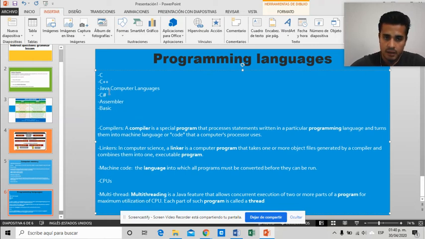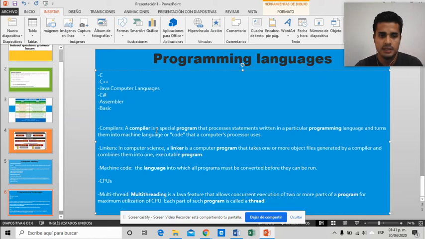So, besides this, we have a compiler. Now, these here are like functions or features of the programming languages. So, a compiler is a special program that processes statements written in a particular programming language and turns them into machine language or code that a computer's processor uses. So basically, this is going to take whatever your programming language is, and it's going to convert it into the machine code.